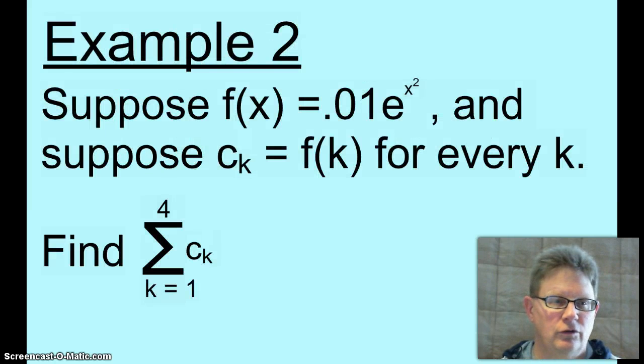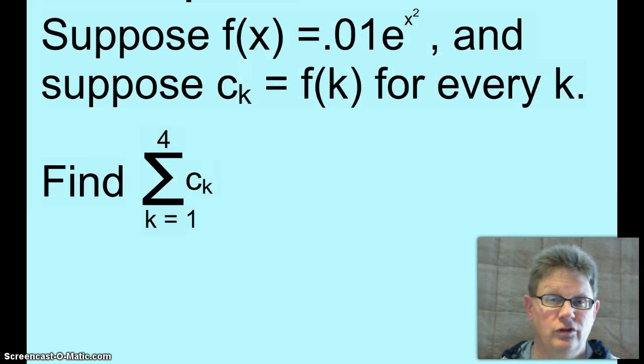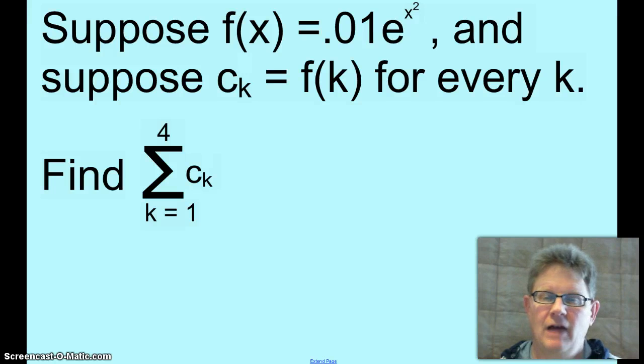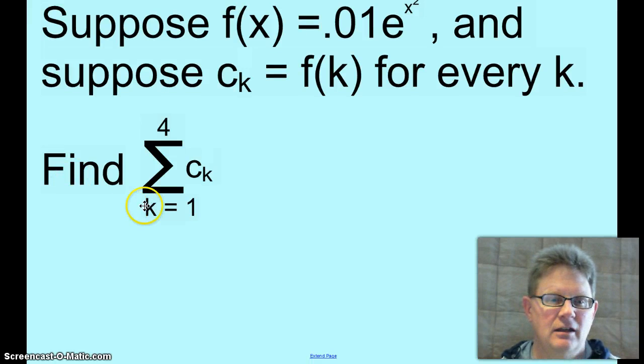Example number 2. Suppose f of x equals 0.01 e to the x squared, and suppose c sub k equals f of k for every k. Find the summation of k equals 1 to 4 of c sub k.